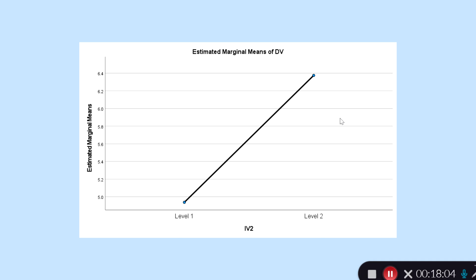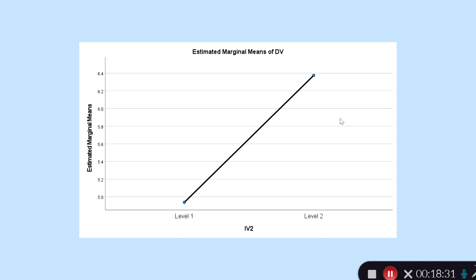This is the same as the previous plot. It's a plot of the main effect of IV2 with respect to the DV. The blue dots represent the group means. The line between them is just so it looks nice, and it is nice for us to visualize. And we know from our ANOVA table that the main effect of IV2 was also significant. And we can see here that level 2 is significantly higher than level 1. That's what that tells us, essentially.